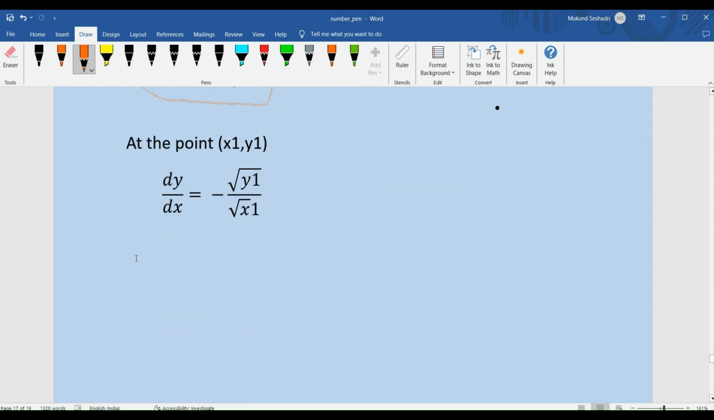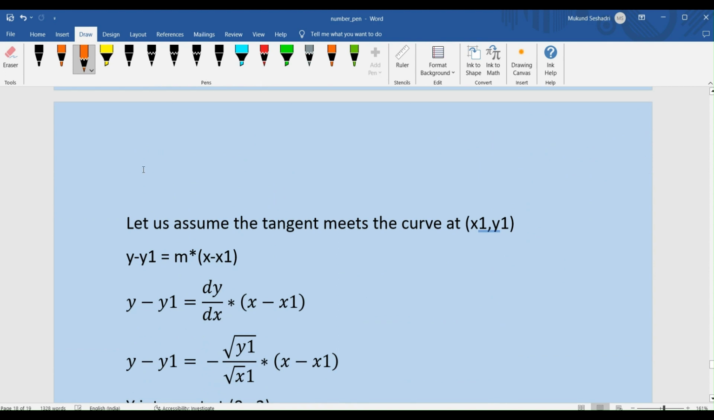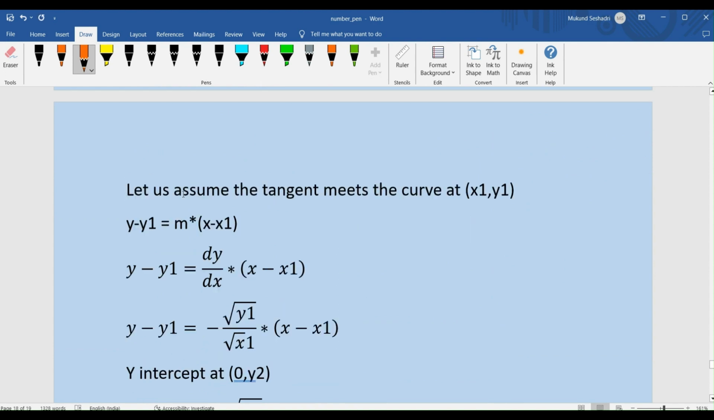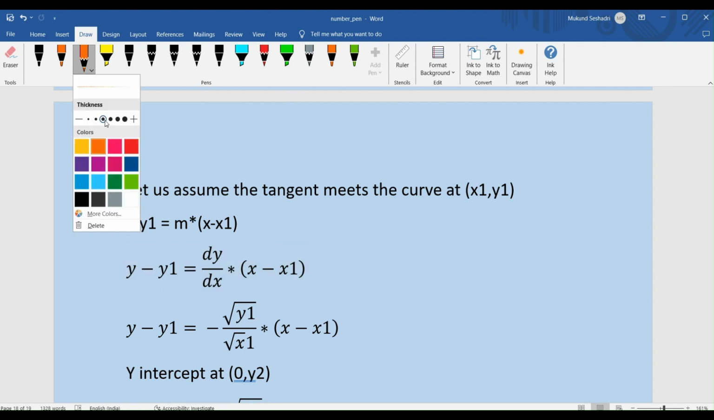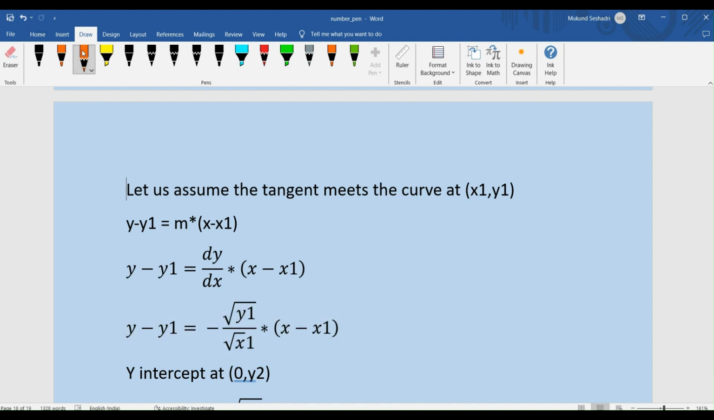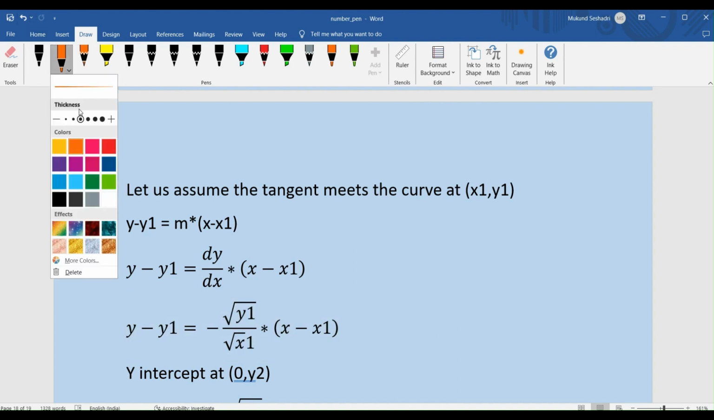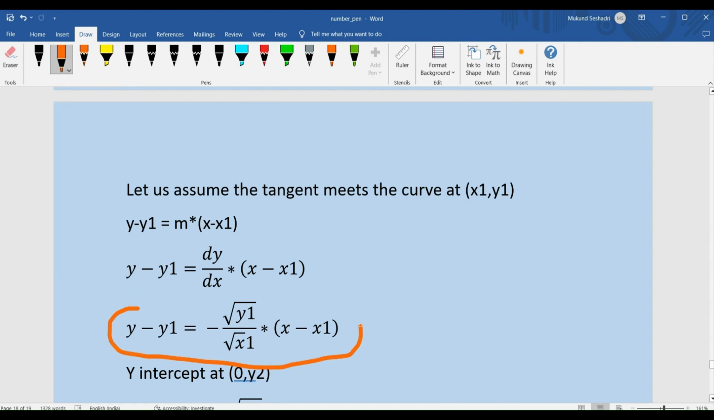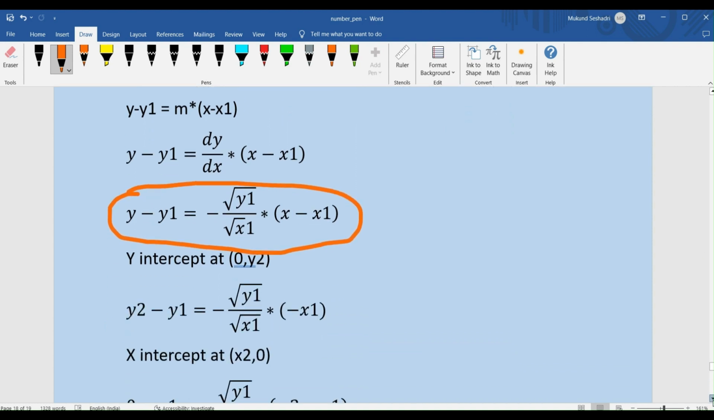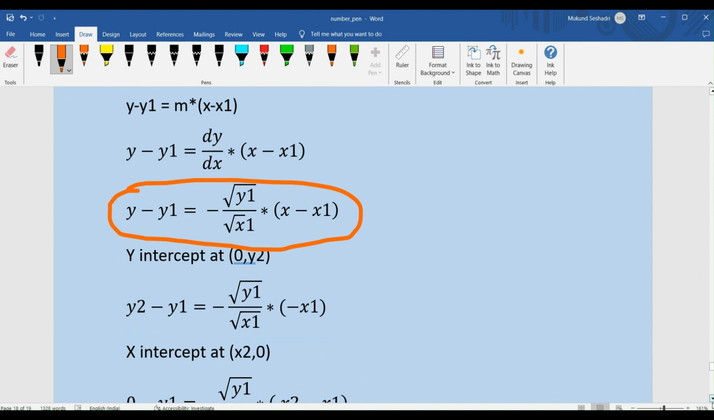So now we have dy by dx, and we will have to find out what is the equation of this line. Like I discussed earlier, y minus y1 equals m into x minus x1, right? We know m, which is dy by dx. So I substitute m by dy by dx, and you arrive at the equation y minus y1 equals minus of root of y1 by x1 into x minus x1. Now this is the equation of the line, right?